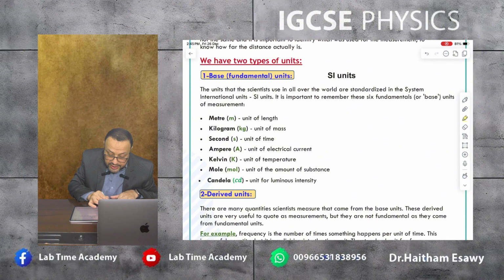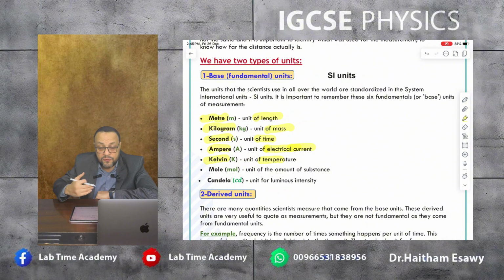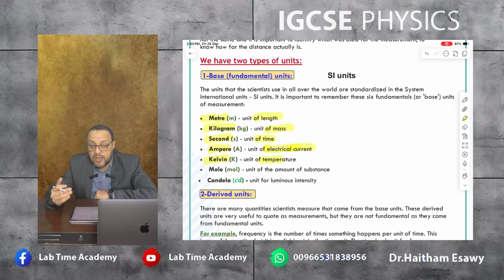We have the meter, which is the unit for length; kilogram, the unit for mass; second, the unit for time; ampere, the unit for electric current; Kelvin, the unit for temperature. Of course we have many units for temperature, like Kelvin, Celsius, Fahrenheit. But the base unit for temperature is Kelvin.